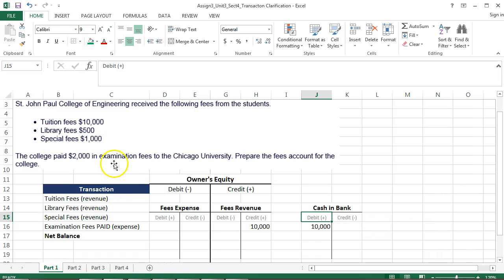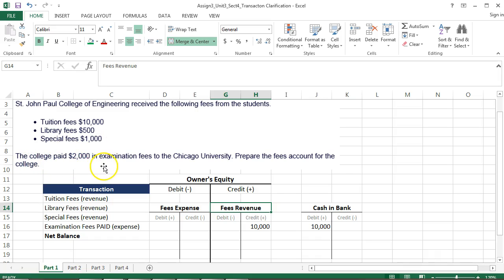Next fee, library fees. So that's again fees that are coming in. So record that revenue should look just the same as the $10,000 revenue. So I think you can handle that debit and credit, and also the special fees debit and credit. Let's look at the fees that the college paid out.